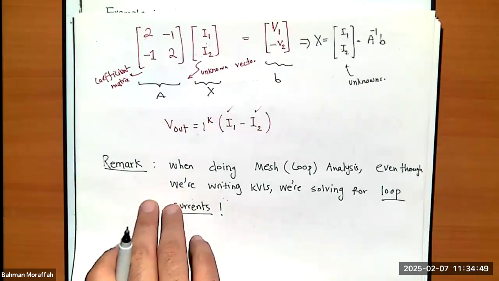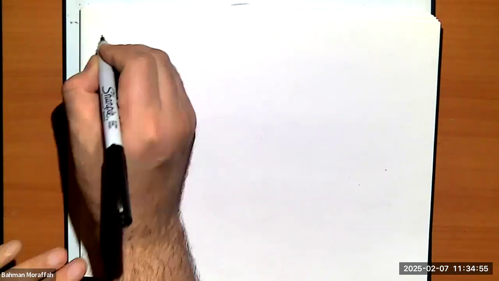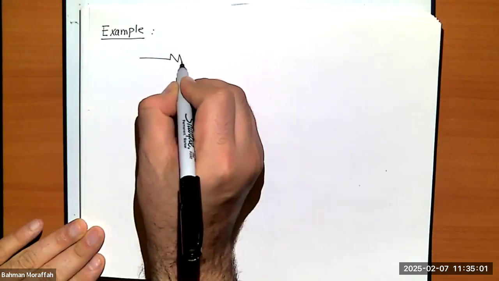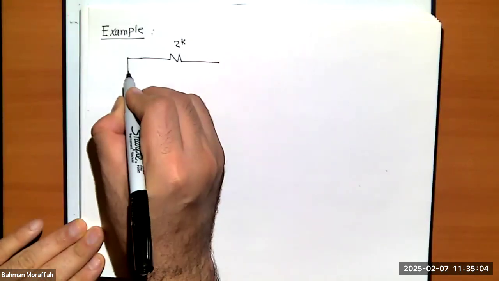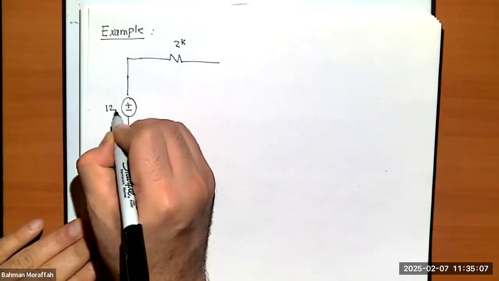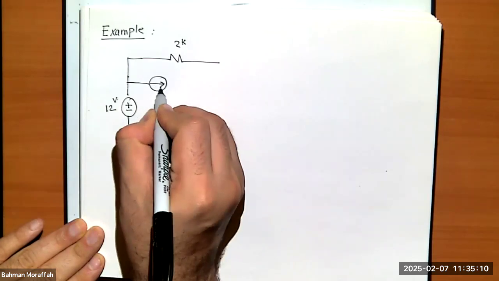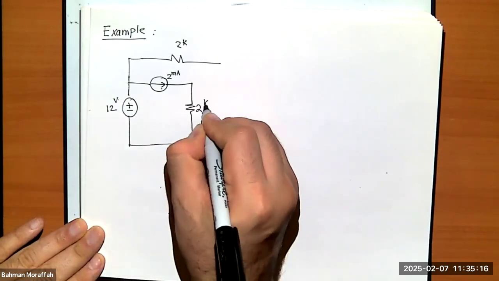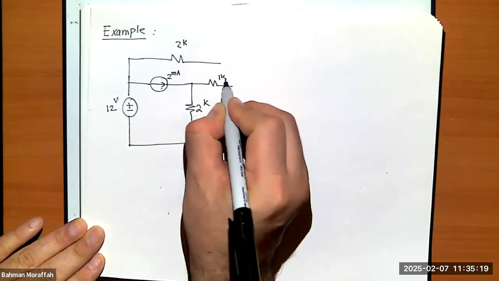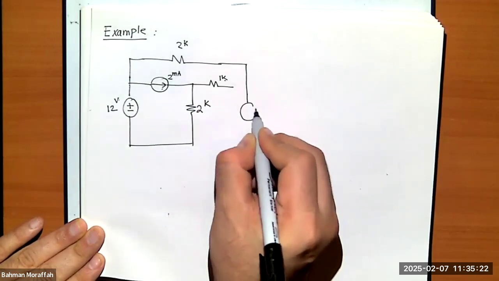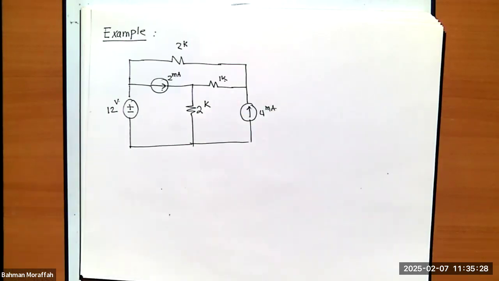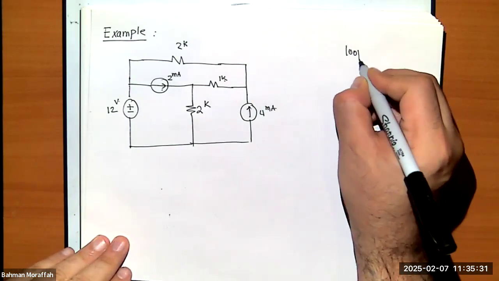Let's make it a little more interesting. Let's do another example. Let's just say we're given this circuit. Example. Let's just say I have a 2K resistance here, I have a 12 volts, I have a 2 milliamps current source, followed by 2K resistance, a 1K resistance, and a current source with value 4. Let's just say the question's asking us, what are the loop currents?